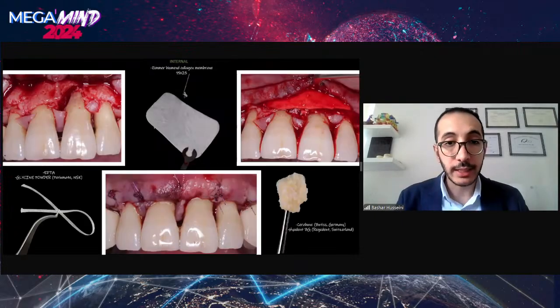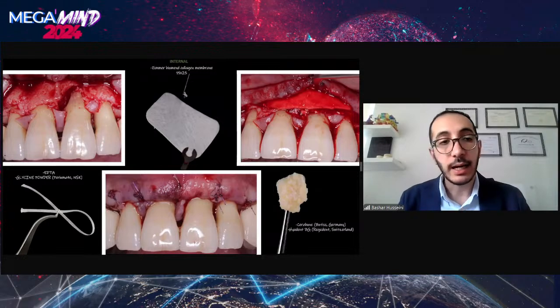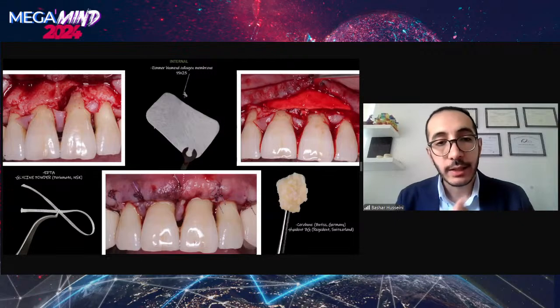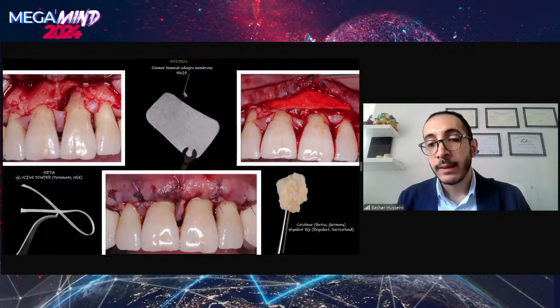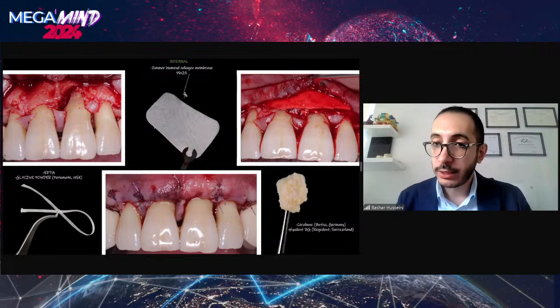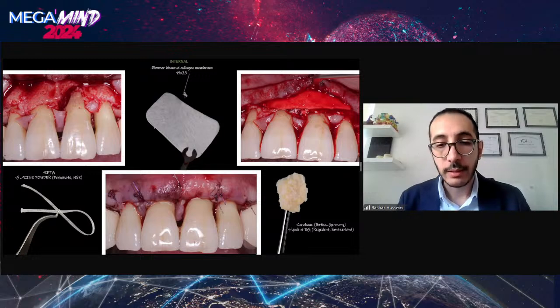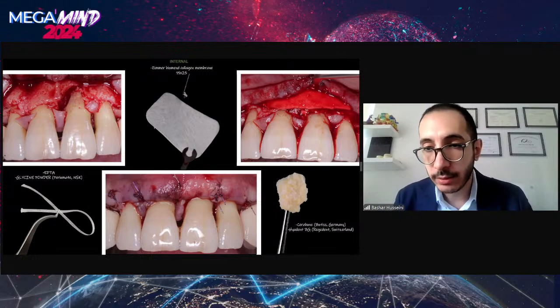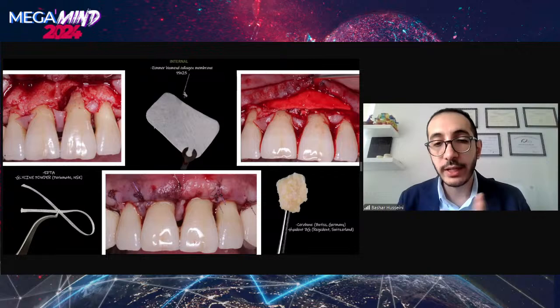As for the anterior teeth, I did a papilla preservation flap, removed the granuloma, and grafted the site using an organic bovine material with hyaluronic acid. And of course, the teeth were splinted in a way to prevent any occlusion on them.